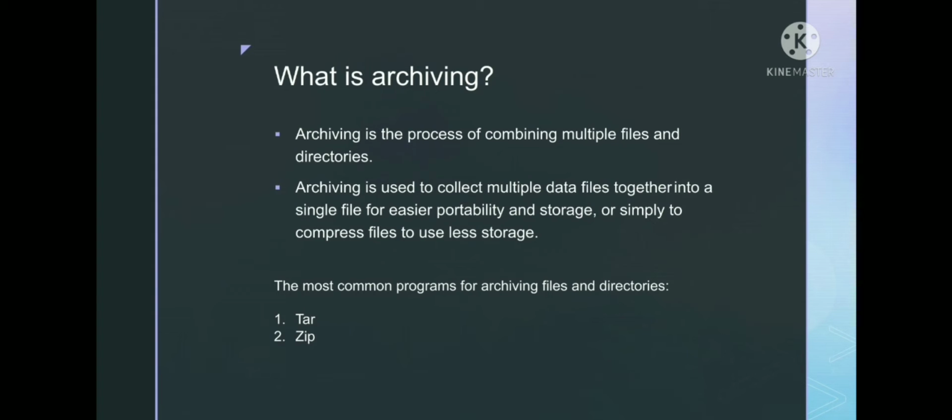Archiving is the process of combining multiple files and directories. It is also the process of combining multiple files into a single package called an archive. So this archive can then be easily distributed to another machine, backed up in a repository somewhere, or simply kept on your own machine as a way to organize and clean up your file system.